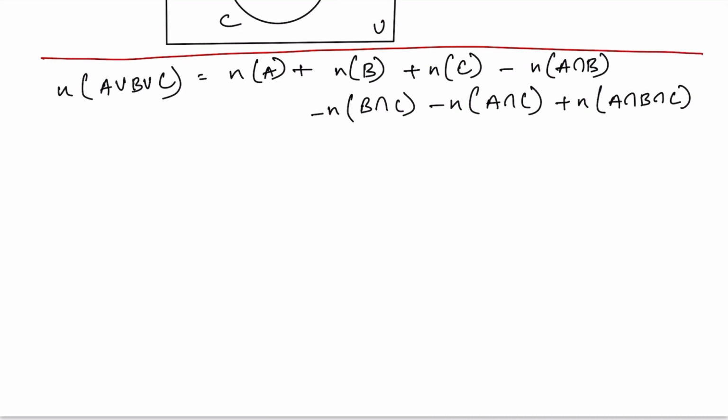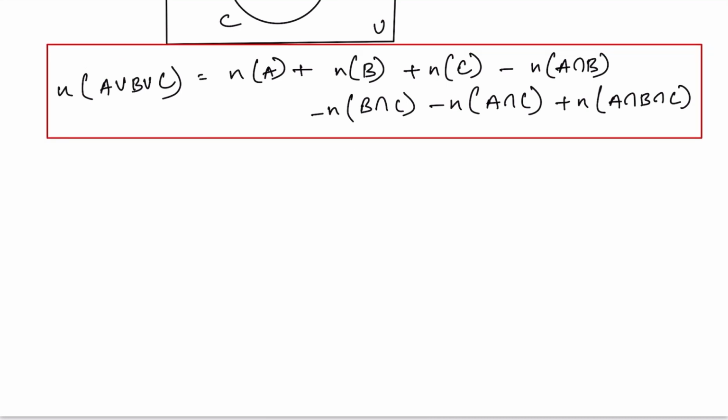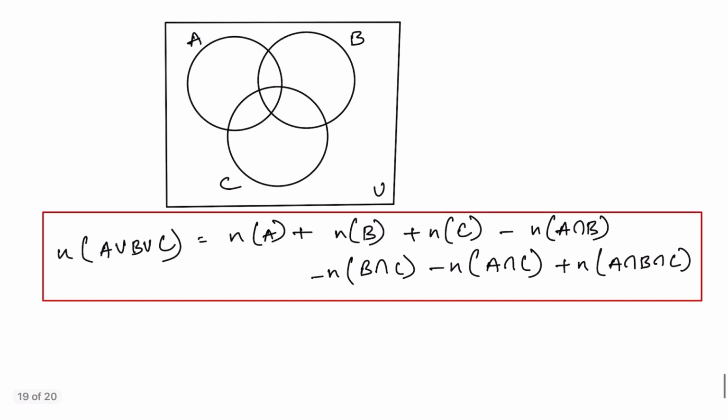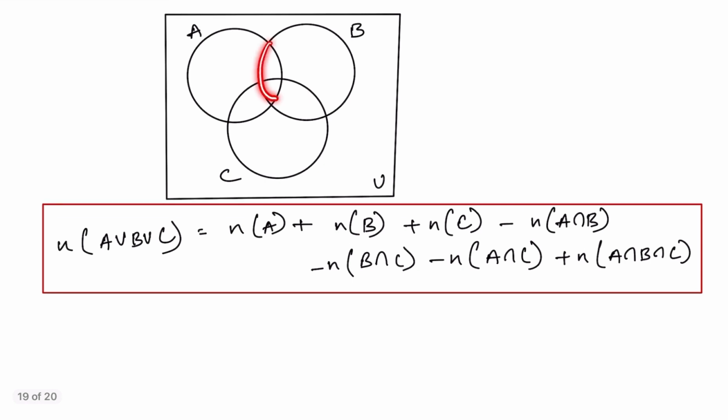This is the formula in which data for three sets is given. This is the number of elements in set A, in set B, in set C, in the intersection of A and B, in the intersection of B and C, in the intersection of A and C, and in the intersection of A, B and C. So this is A intersection B, this is B intersection C, this is A intersection C, and this region is A intersection B intersection C. So this is the formula.